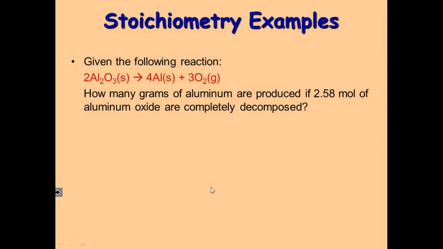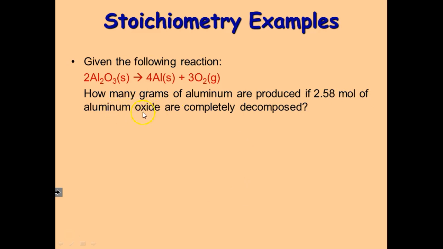So we've done one going from moles of one substance to moles of another. We've done one going from grams of one substance to grams of another. We're going to combine them and do both moles and grams this time. Nothing changes. The problem gets solved exactly like we've done before. We still start with whatever we're given, which in this case is 2.58 moles of aluminum oxide.